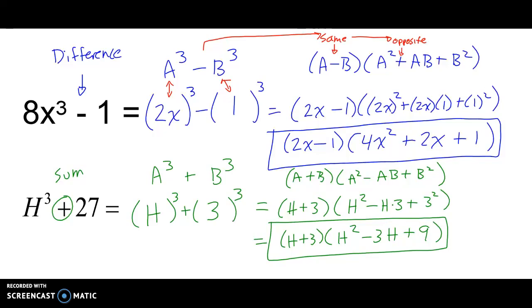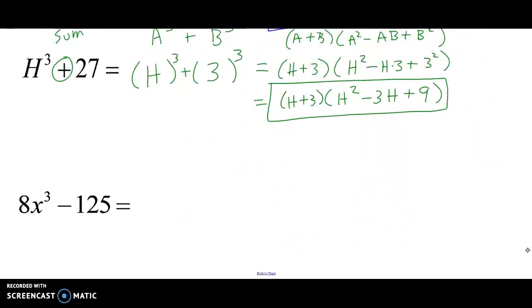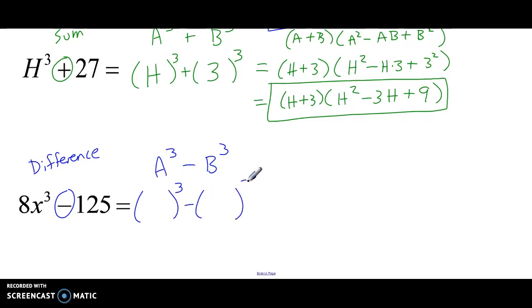I think we only need to do one more example. So, one more example here, slightly larger numbers. So is it a sum or a difference? This one's a difference, which means we're trying to fit the formula a to the third minus b to the third. So we want to have something to the third minus something to the third. So let's see, to get 8x cubed, you've got to have 2x times itself 3 times. And to get the 125, we have to have 5 cubed.